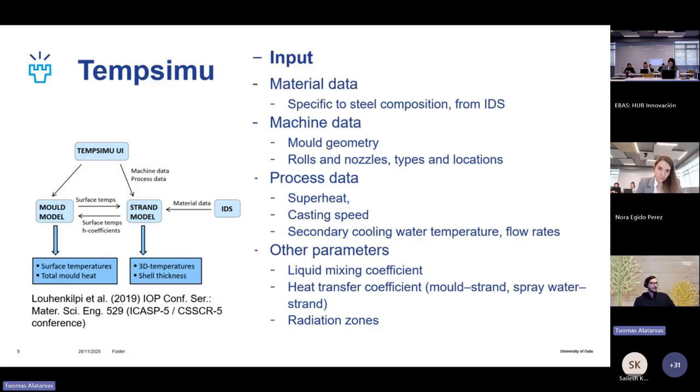And we also utilize the process data in these calculations. So for example, the superheat for a certain steel grade and the casting speed. Also the secondary cooling water temperature and the flow rates to each nozzle can be thought of as process parameters. And for fine-tuning of the simulations, there are other parameters as well, including liquid mixing coefficient and heat transfer coefficient in the different regions of the strand.